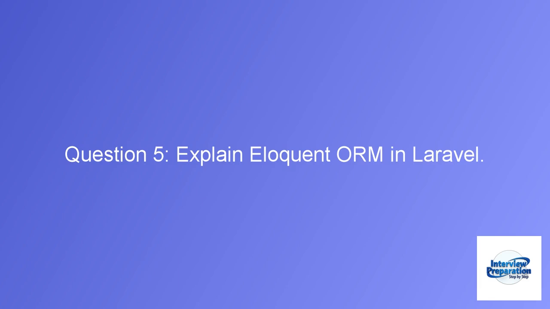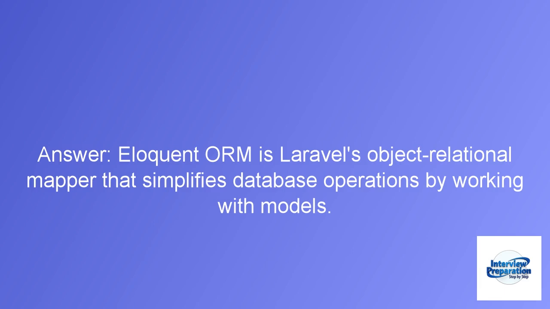Question 5. Explain Eloquent ORM in Laravel. Answer. Eloquent ORM is Laravel's object relational mapper that simplifies database operations by working with models.